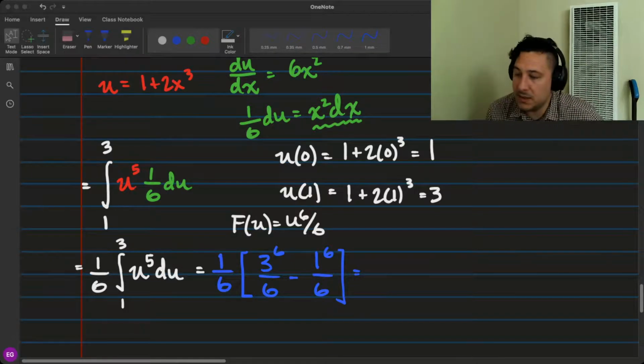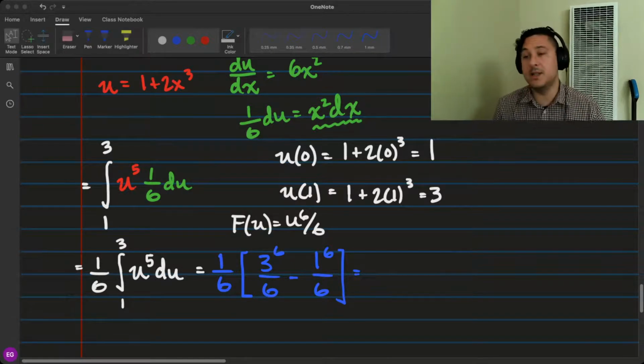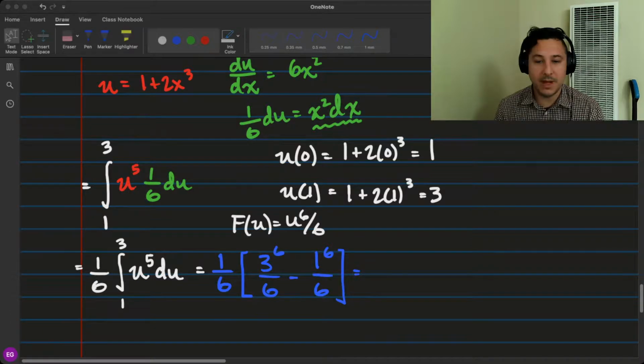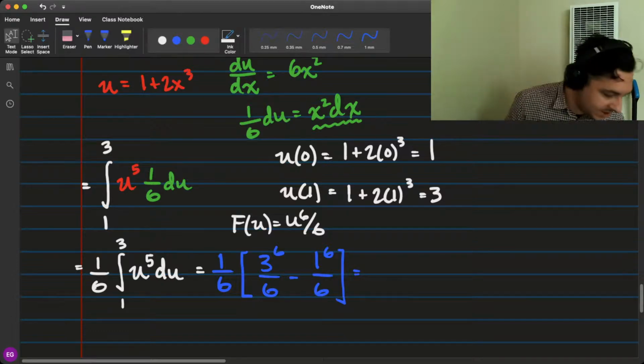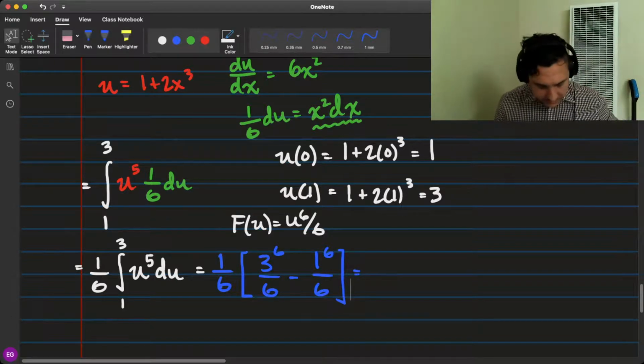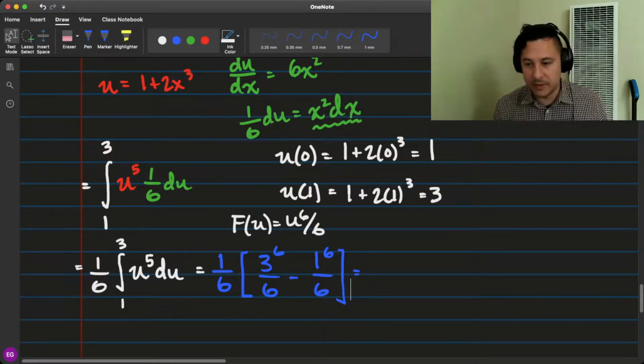Alright, you're asking, would it still work if you subbed back? Yeah, you could still sub back to x, but usually that's more work. I've already changed everything to u's, so I'll just keep working with u's. So there's two ways you could do this. You could do it this way, and I'll quickly do the other way. Sometimes it's easier, sometimes it's not. If you simplify all this, let me just type it into the calculator really quickly here. You get 182 over 9.